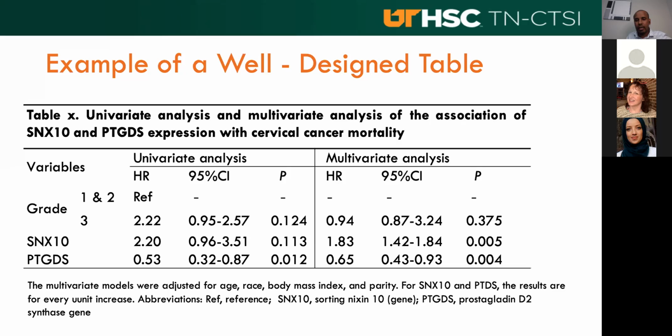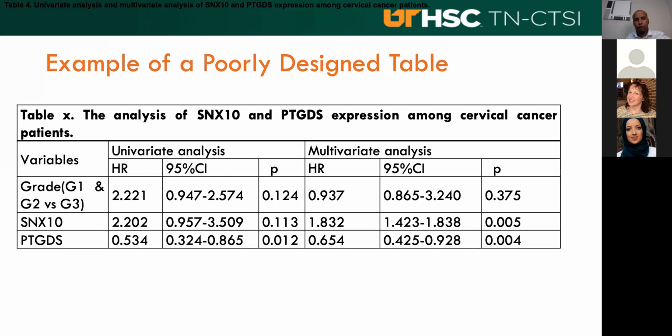And then the SNX10 and PTGDS results are for every unit increase. And we have abbreviations, sorting nexin 10 and the prostaglandin D2 synthase gene. Those information help us understand the table without having to go back to the article to understand what the table is about.